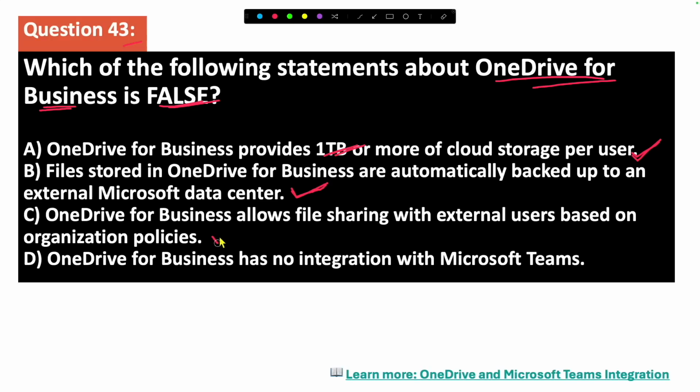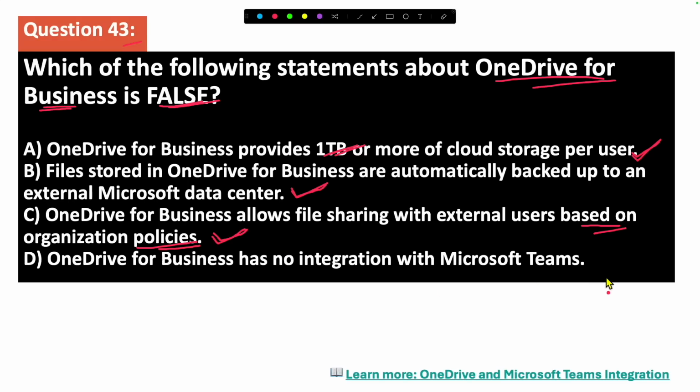The next one is OneDrive for Business allows file sharing with external users based on organizational policies. 100% right. We just now saw an example where you can select a file and share it with anybody. When you try to share it, you can either share internally or put in an email address to share it externally. But like this statement says, it is totally based on your organizational policies. So if your organization blocks users from sharing externally, then you will not be able to share it externally. So that is something you need to be aware of.